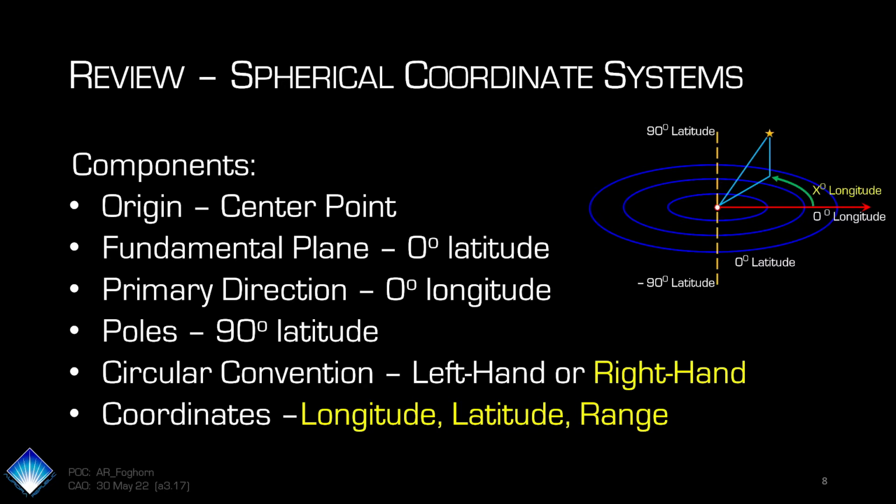First, we measure the longitude in degrees, minutes, and seconds of arc from the primary direction. Remember that a right-hand circular convention measures counterclockwise, as depicted here, following the natural curve of the fingers of the right hand. Second, we measure the latitude in degrees, minutes, and seconds of arc from the fundamental plane. Lastly, we measure the range from the origin in a straight line to the object we are locating.